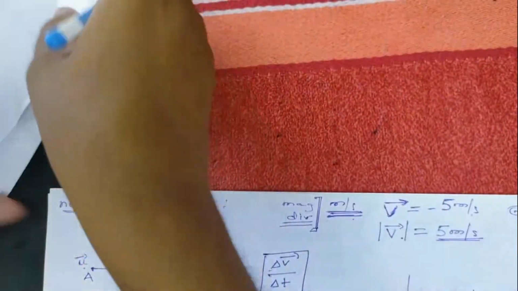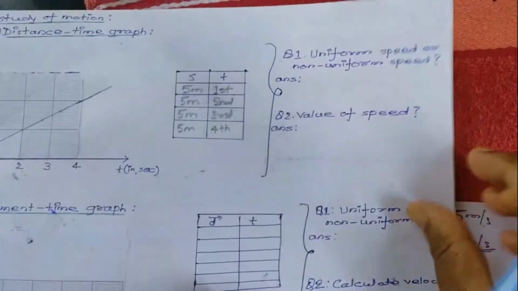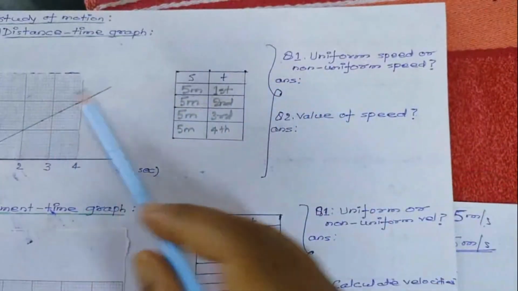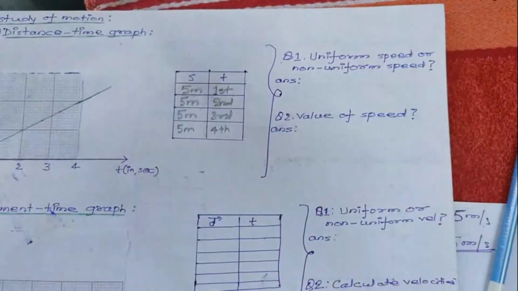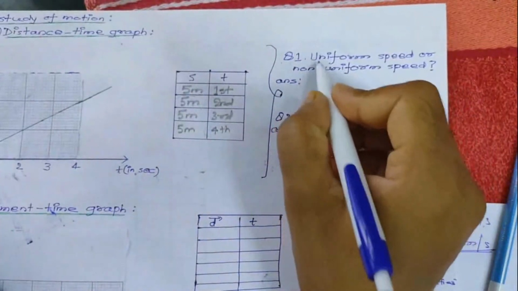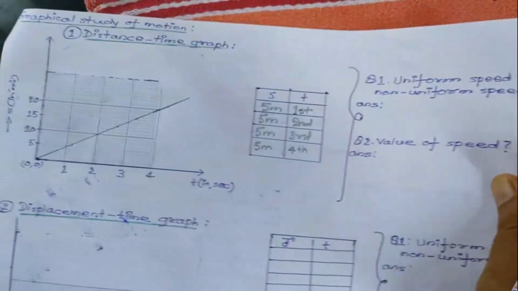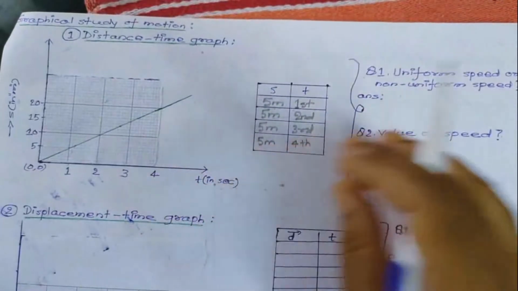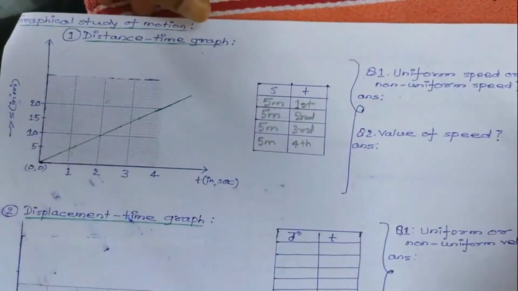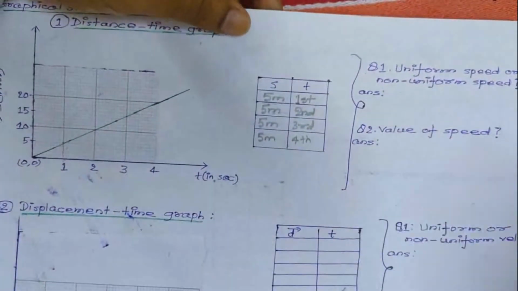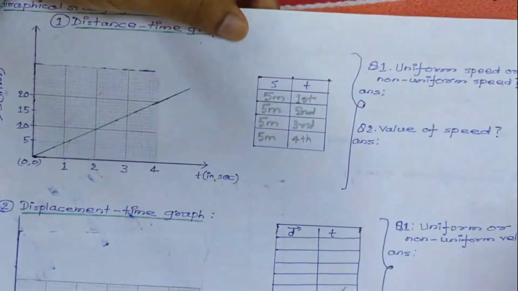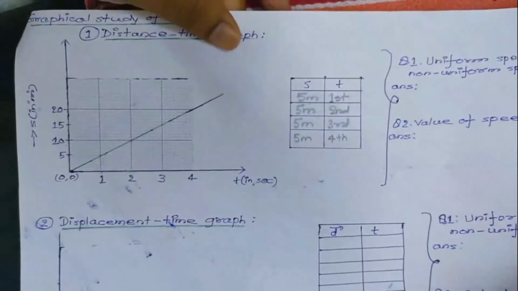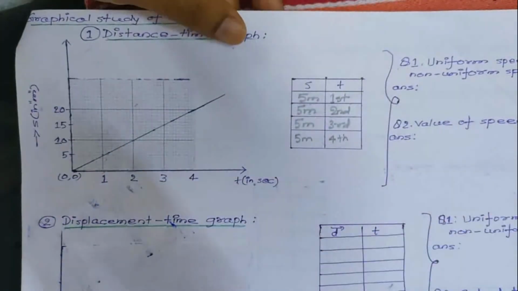Now you should be able to tell me the nature of motion of this object. It is purely uniform. That is the answer to this question. Now if I ask you, can you calculate the speed with which the object traveled? Yes, we can calculate. The way is very simple. You just need to know a little bit of geometry.